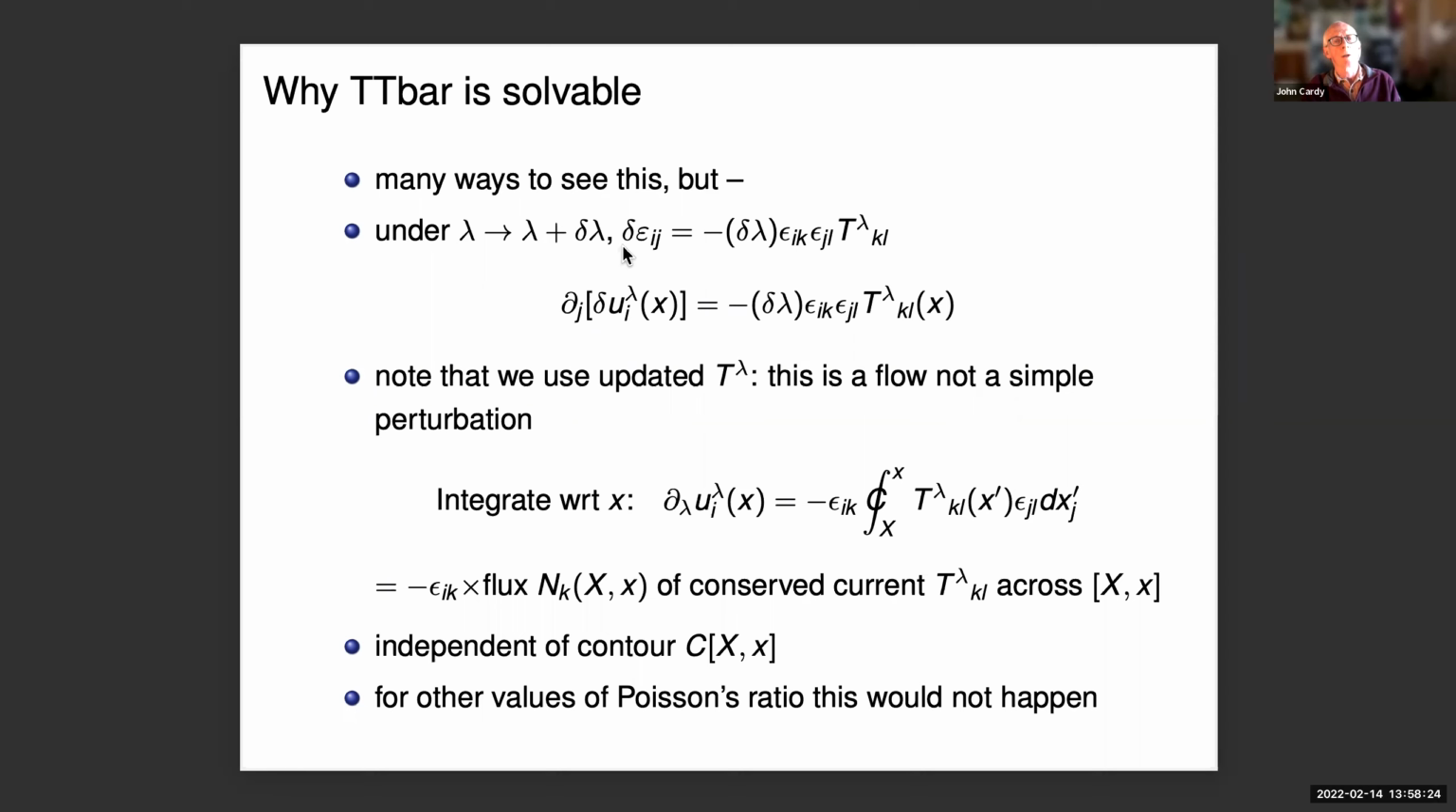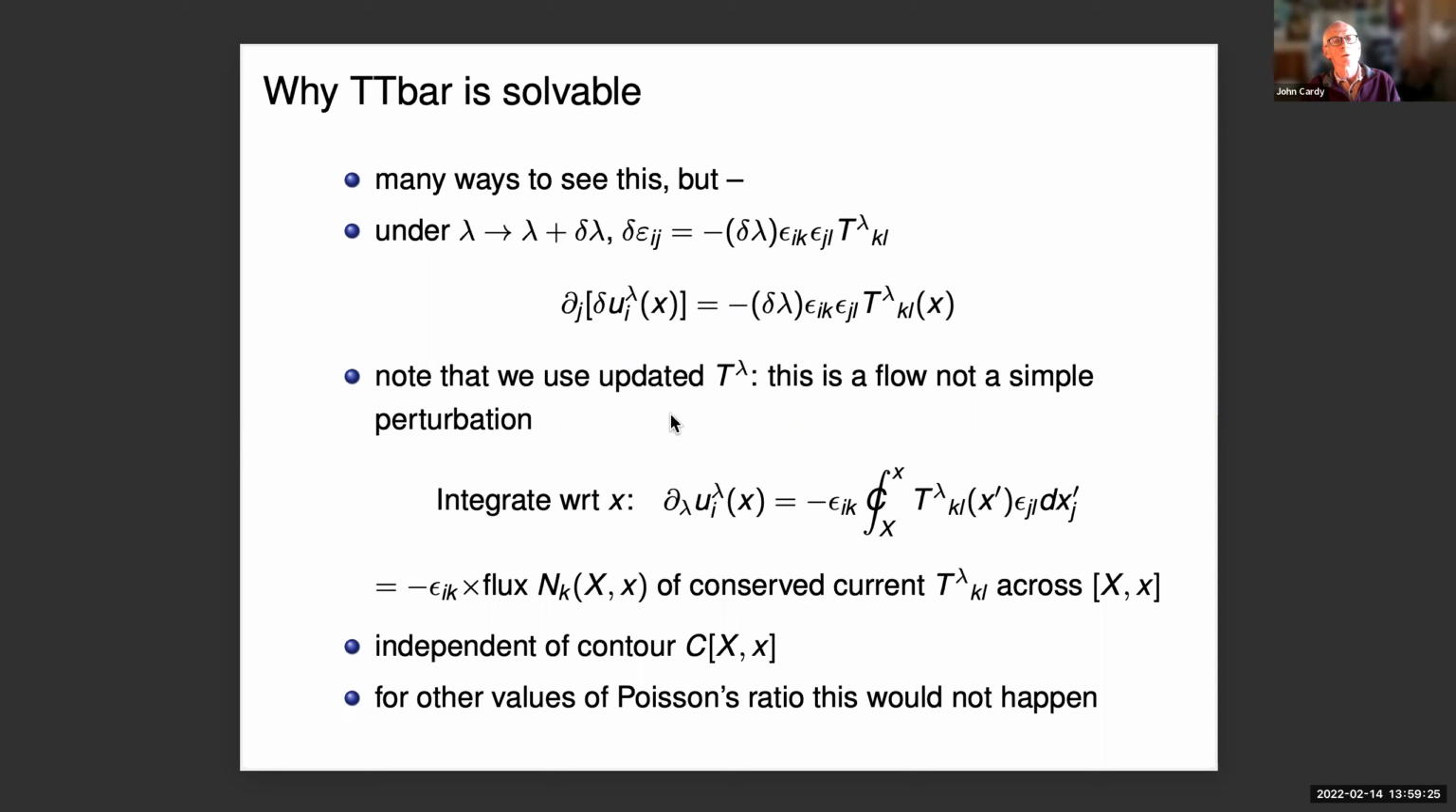So we had an equation here that if we make an infinitesimal change in lambda, then the change in the stress is proportional to the stress tensor. And remembering that epsilon was essentially the symmetrized derivative of the displacement field, we can write an equation that looks like this. And the only important thing to note, which is essential to the TTbar deformation, is that the TTbar deformation is a flow. It's not just a simple perturbation. That we're not just taking the stress energy tensor of the undeformed theory and adding a certain amount of it to the action with a finite coupling.